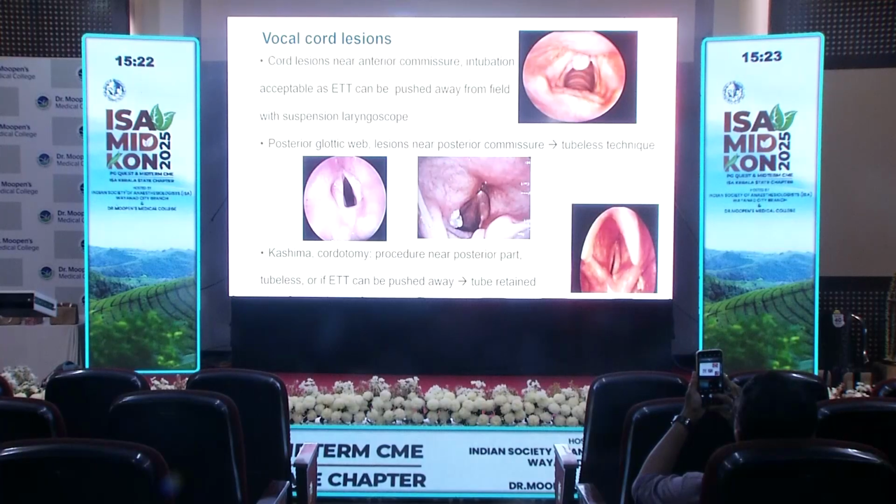About vocal cord lesions, for cord lesions near the anterior commissure, the intubation is acceptable as the tube can be pushed away from the field with the suspension laryngoscope during surgery. Whereas in posterior glottic web and lesions near the posterior commissure, a tubeless technique is usually preferred. For procedures like Kashima and cordotomy, the procedure will be done near the posterior part and a tubeless technique is usually asked for. Or if the endotracheal tube can be pushed away with the suspension laryngoscope, the tube can be retained.